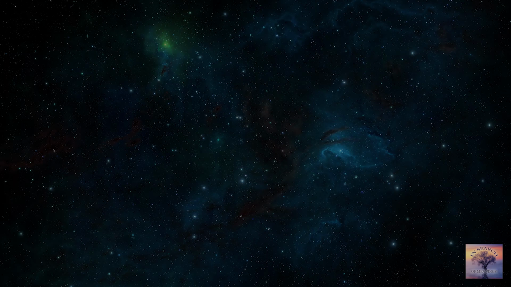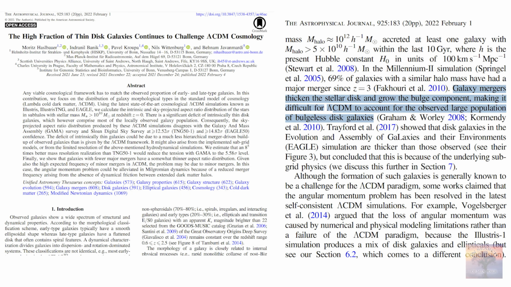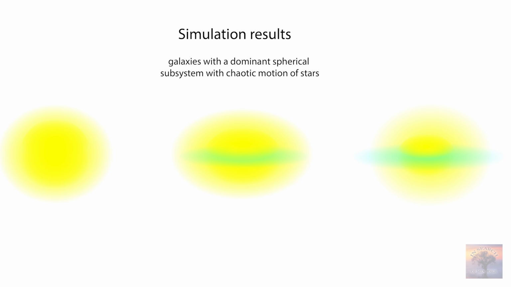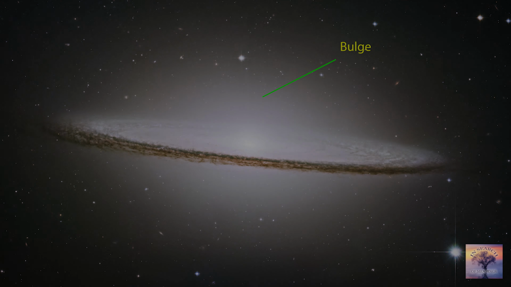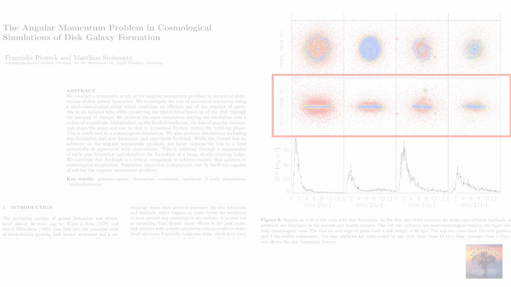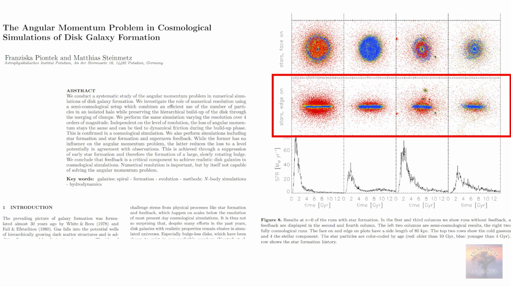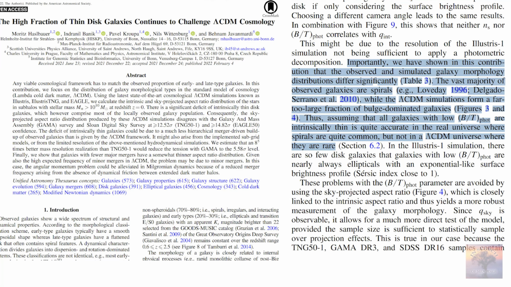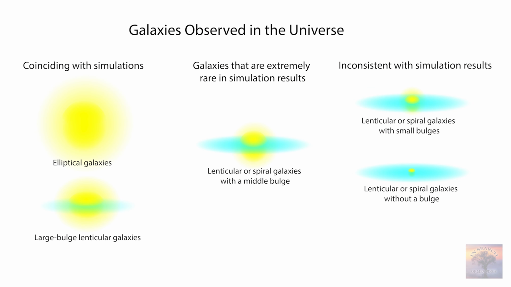The problem is that in the simulations, multiple mergers result in bulge-dominated galaxies. A bulge is a spherical or elliptical subsystem with chaotic motion of stars. And such galaxies are the majority in the simulation results. But galaxies with thin disk cannot be obtained in simulations.